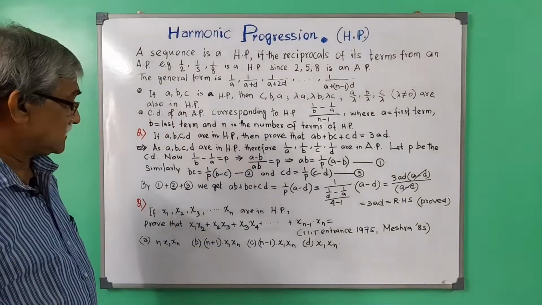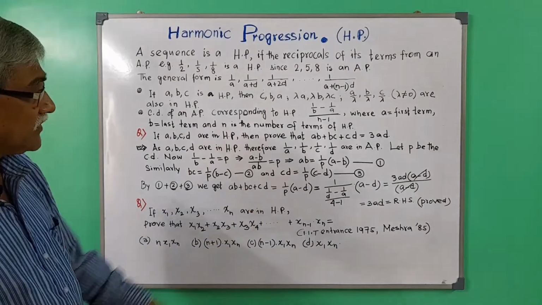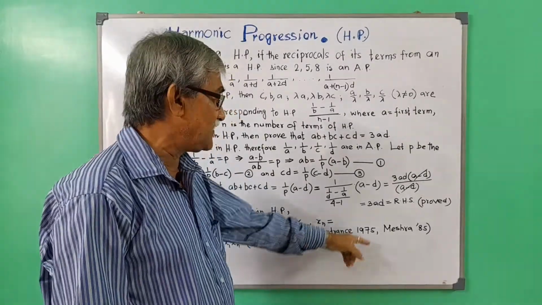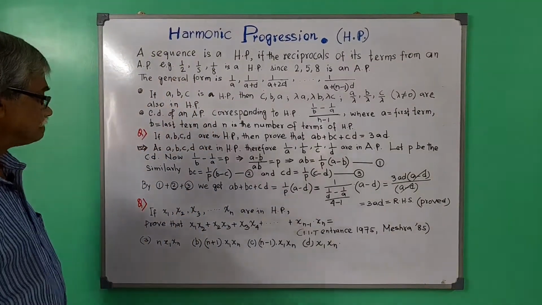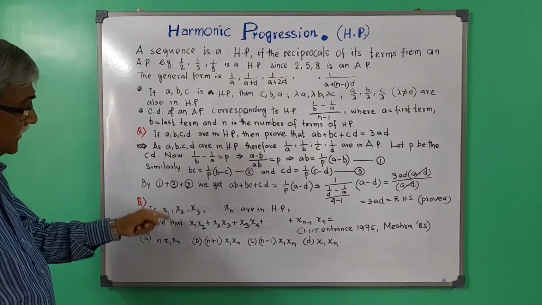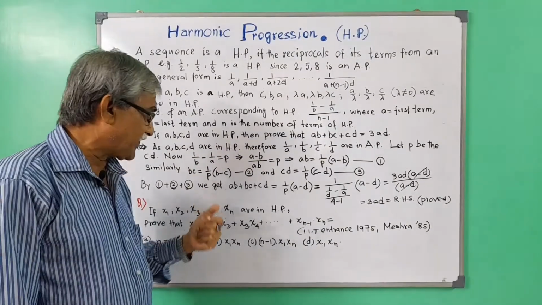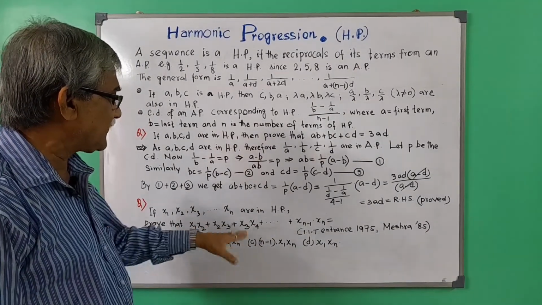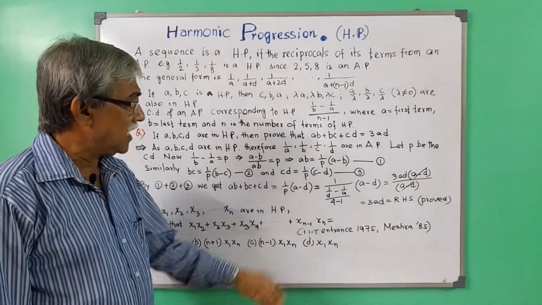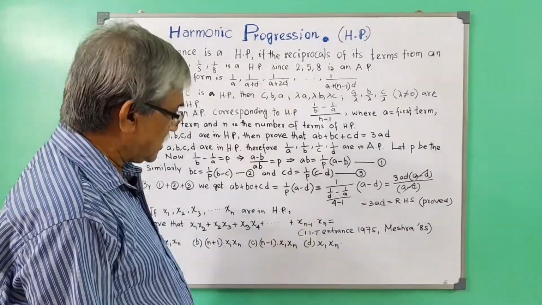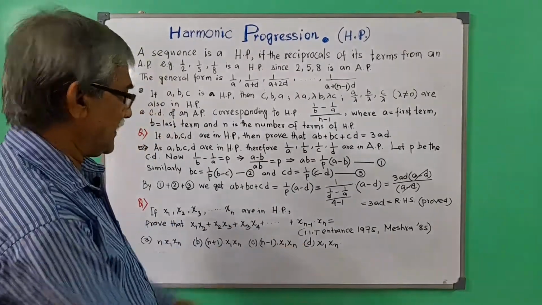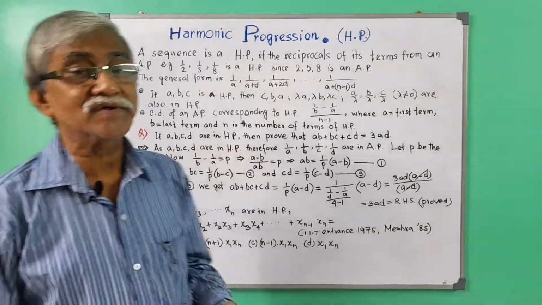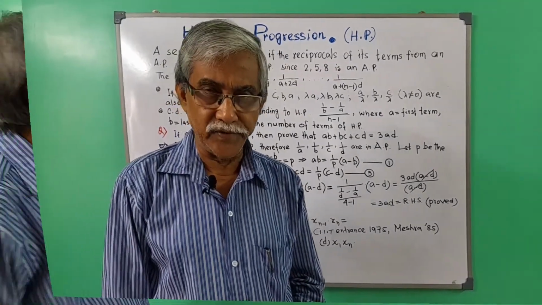Now let us take another question. This question was set in the IIT entrance examination in 1975 and also in MESRA BIT in 1985. What is that? If x1, x2, x3 up to xn are in HP, then prove that x1x2 plus x2x3 plus x3x4 plus so on up to x(n minus 1) into xn is equal to what? There are 4 options given, A, B, C, D, and you have to work it out and find which is the correct option. So let us do it.